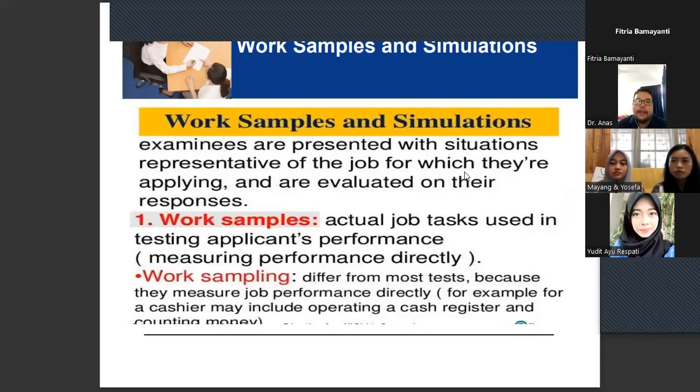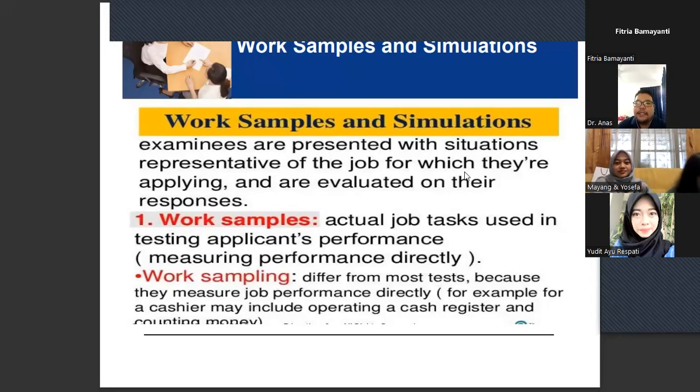Next slide. Okay. What is work sample and simulation? Sometimes examinees are presented with a situation representative of the job for which they are applying, and are evaluated on their response. For example, work sample, actual job tasks used in testing applicant performance. This means measuring performance directly. Work sampling differs from most tests because it measures job performance directly. For example, for a cashier, it may include operating a cash register and counting money.